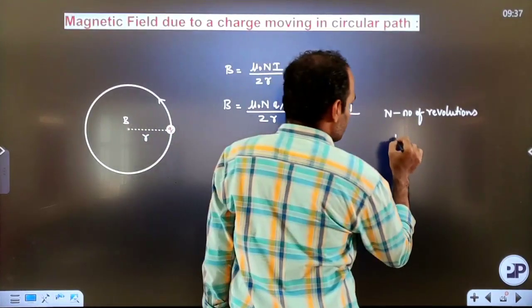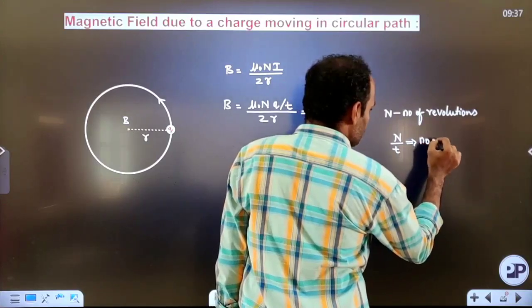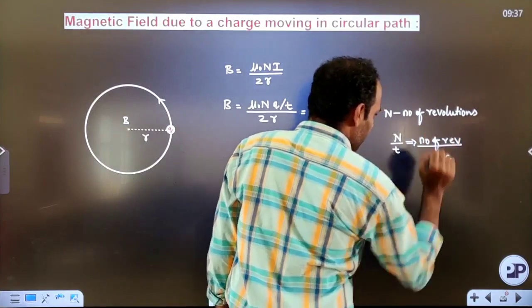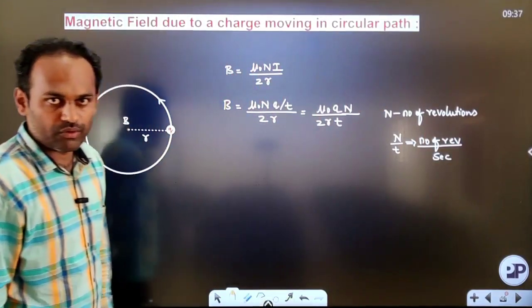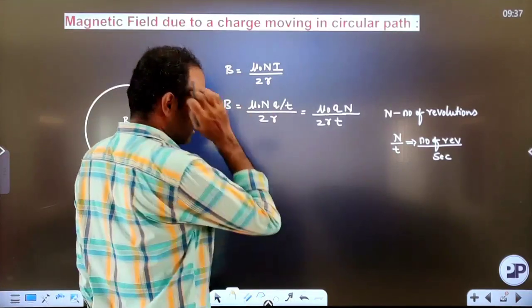Later, in some questions they give you the value of n divided by t. n divided by t means it is the number of revolutions per second, or per unit time, that is n by t, you can take it. Clear? Okay.